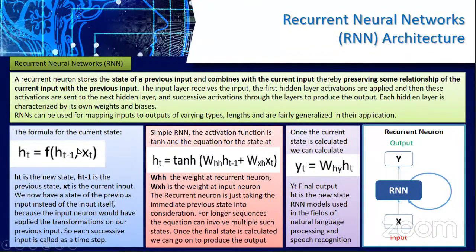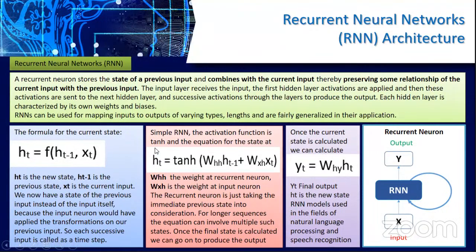And X suffix t is nothing but the current input you give to the model, right? So every time you are comparing with the previous state, H suffix t minus 1, to understand the current state. So the learning of the model is dependent on the state here, and the state varies over time for every input that you provide.